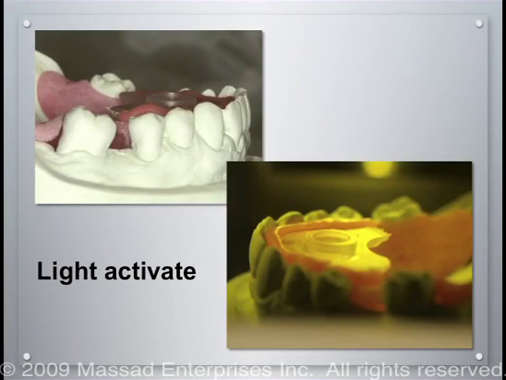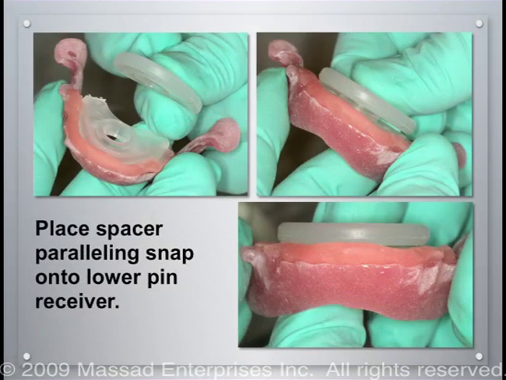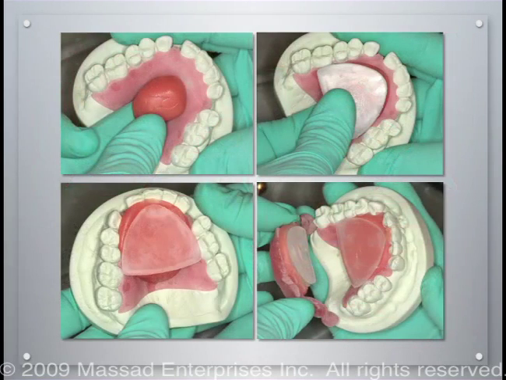The resin is now light cured until final polymerization occurs. Take the spacer paralleling snap and place this into the pen receiver. Next, place resin onto the maxillary resin base. Press this into position and then hold the mandibular and maxillary bases together to allow parallelism.